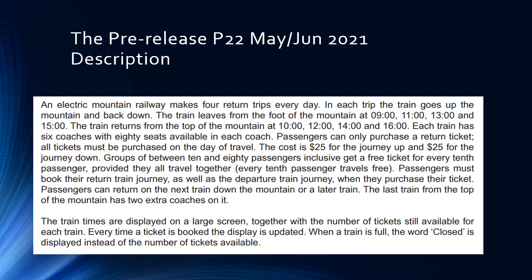The train times are displayed on a large screen together with the number of tickets still available for each train. Every time a ticket is booked, the display is updated. When a train is full, the word closed is displayed instead of the number of tickets available.